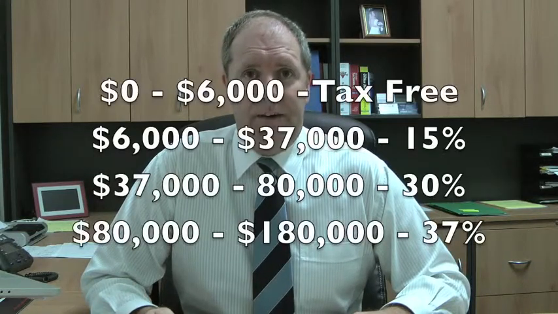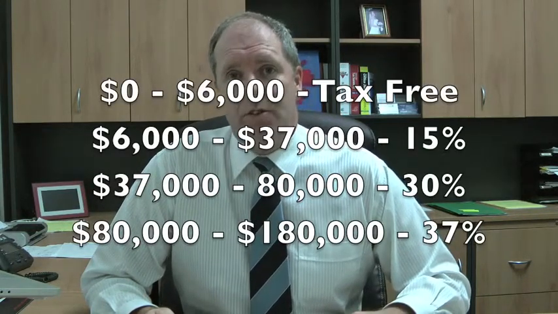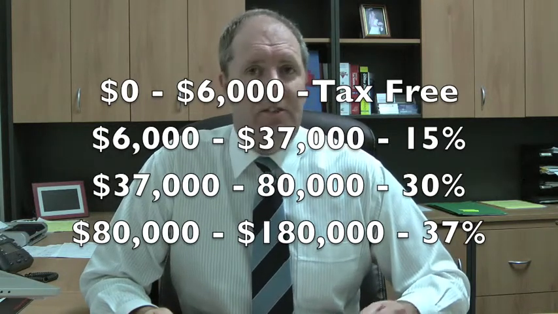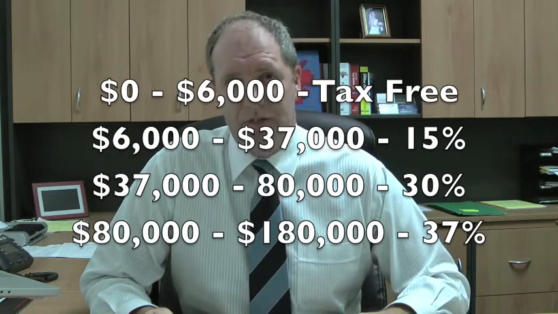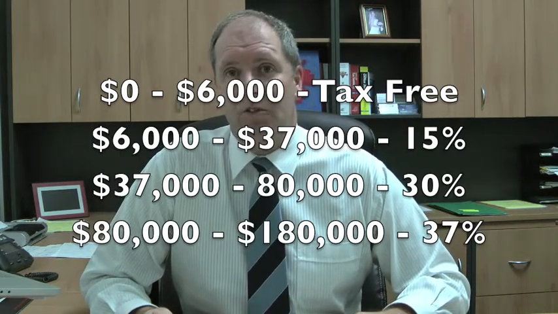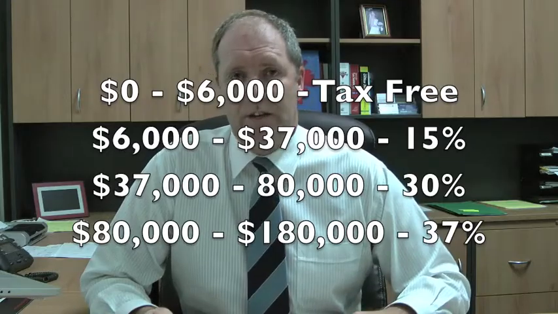First, let's have a look at the tax rates. Here they are on the screen now. For all adults in Australia, you'll see that the first $6,000 is tax-free. From $6,000 to $37,000, the tax rate is 15%. From 37 to 80, it's 30%, and beyond that, you can see the tax rate increases.